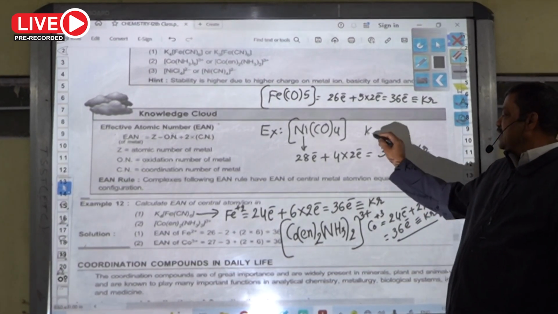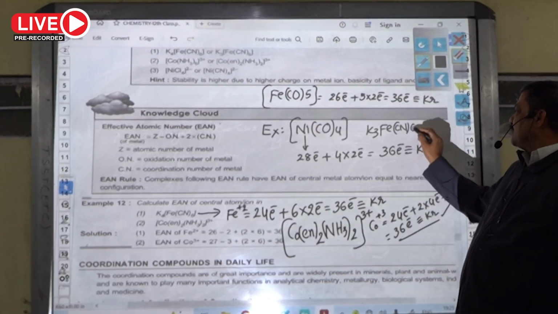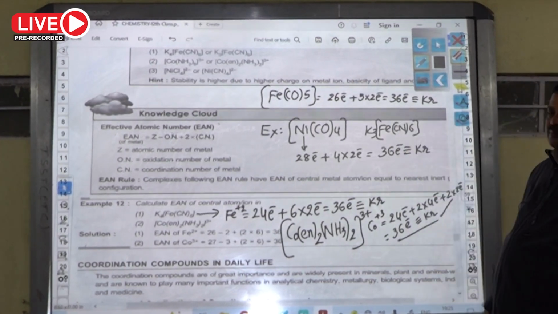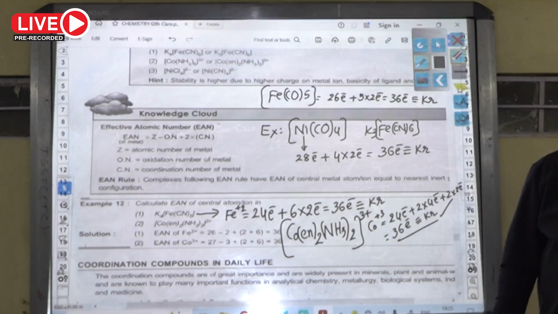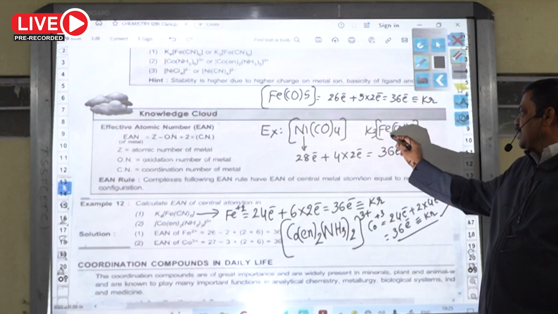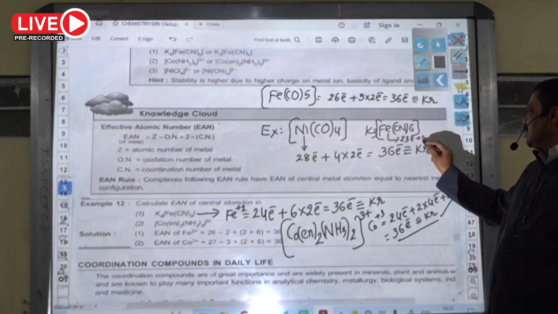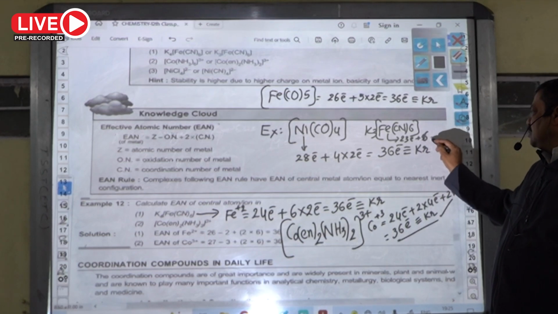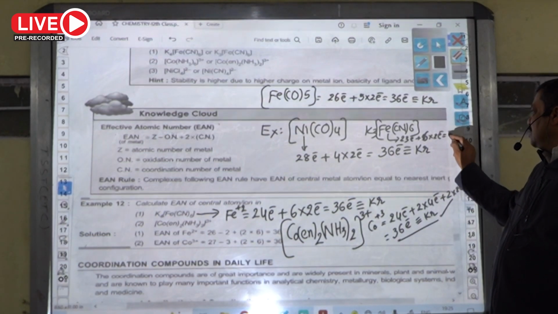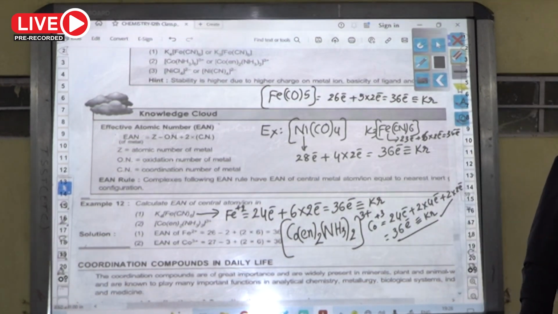But look at K3[Fe(CN)6]. Will it obey or not obey? Because iron is in +3 state here, 23 electrons, plus 6 into 2, 35 electrons. Does not obey EAN.